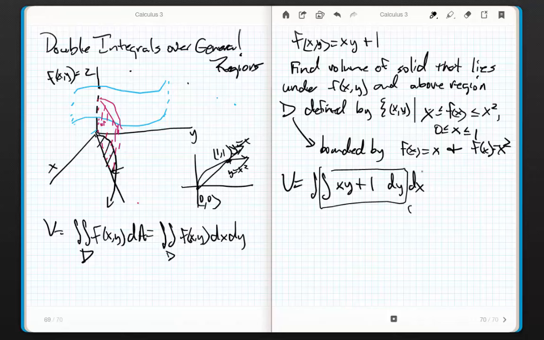So I have to think about that. What am I going to do? Well, I want y's to disappear and become x's. So I'm going to go from x to x squared. Whoops, that's the square root of x.